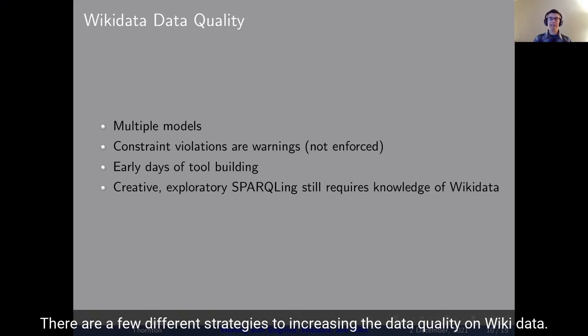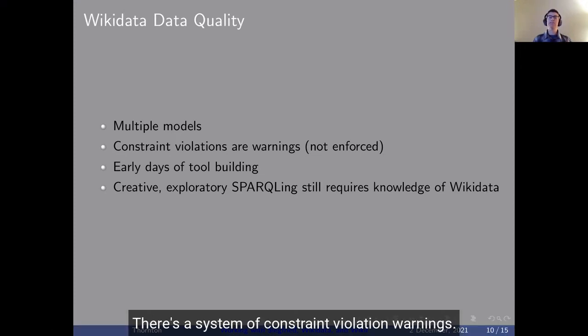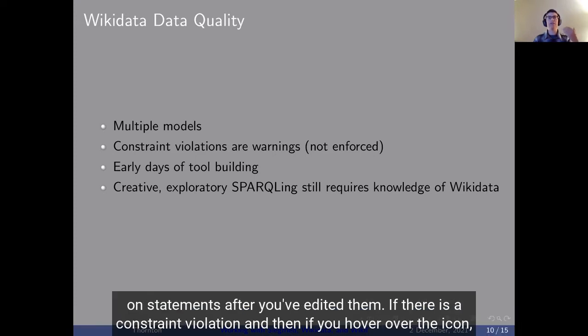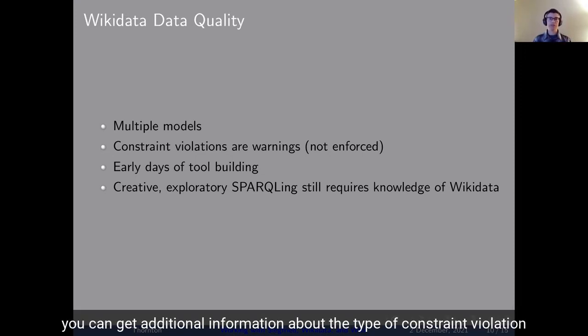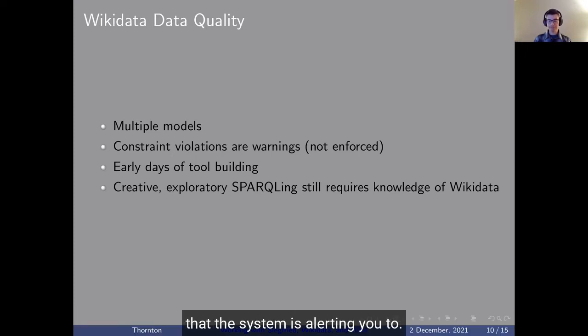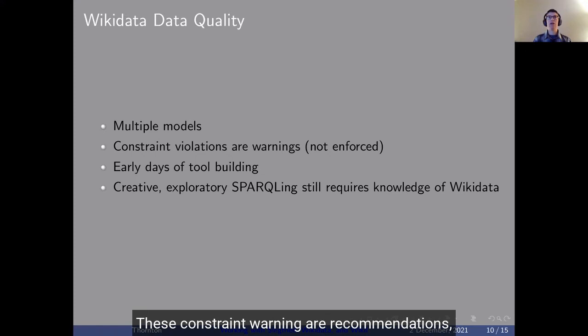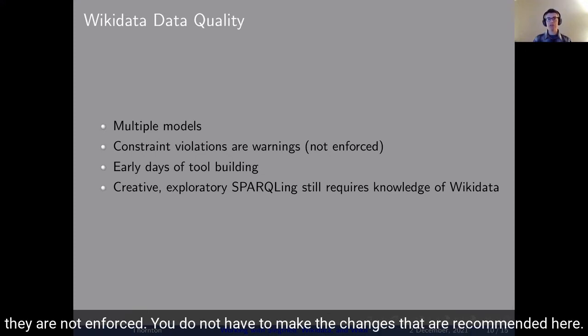There are a few different strategies to increasing the data quality on Wikidata. There's a system of constraint violation warnings. The constraint system is found in the user interface, and a series of icons show up on statements after you've edited them if there is a constraint violation. And then if you hover over the icon, you can get additional information about the type of constraint violation that the system is alerting you to. And then you can take action if you decide it's appropriate. These constraint warnings are recommendations. They are not enforced. You do not have to make the changes that are recommended here.